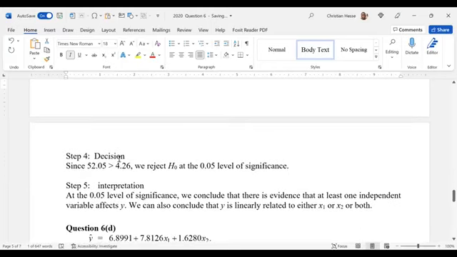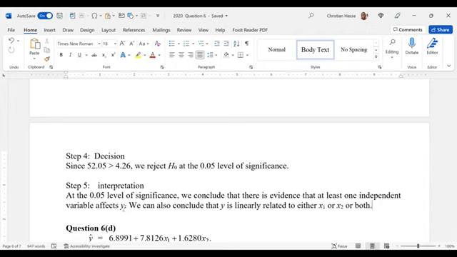Okay, so we come to the decision. Since 52.05 is greater than 4.26, we reject H0 at the 0.05 level of significance. So what is the interpretation? The interpretation carries 2 marks most of the time. It means at the 0.05 level of significance, we conclude that there is evidence that at least one of the independent variables affects the prediction of Y.